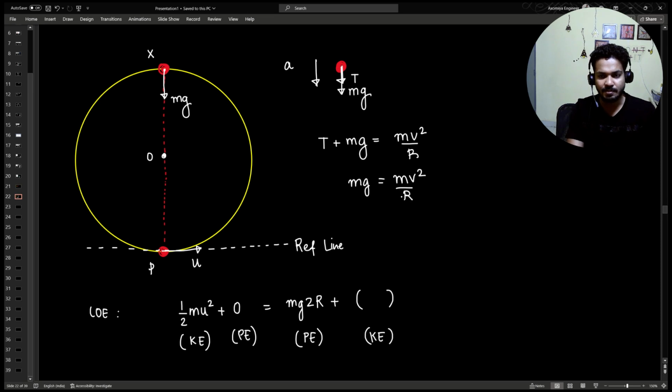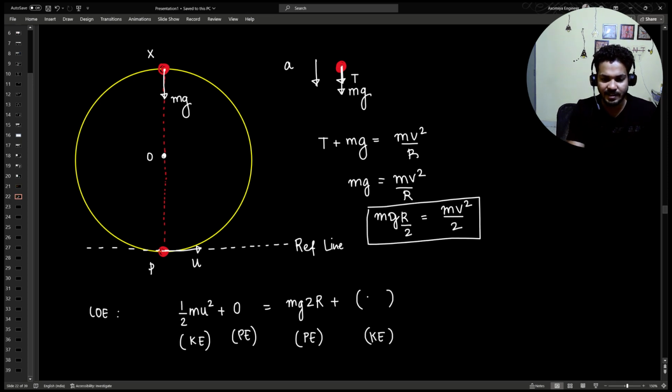Now I'm going to do one more step. I'm going to multiply with r on both sides and divide by 2. So it becomes mgr by 2 on the left hand side, and on the right hand side it becomes mv square by 2. Now what do I get out of this? Well, half mv square is nothing but the kinetic energy at that height. So if you plug that value in here, the unknown quantity being mgr by 2, and then you solve this question, how much did you get, guys? You get u as under root of 5gr.